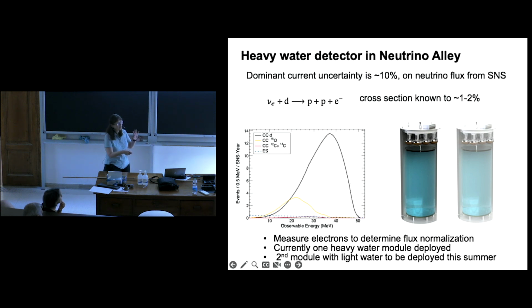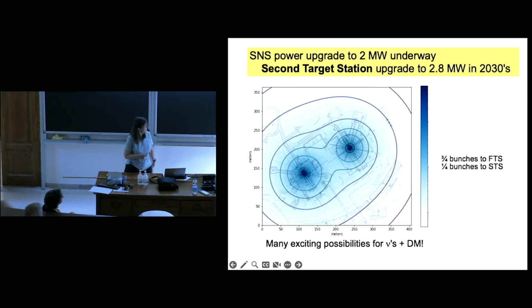There's a nearly identical module containing light water, where the idea is to go after these inelastics on the oxygen-16, which is common to both the heavy and the light water, to allow subtraction. This gives understanding of it in itself, but also reduces the systematics for this lower energy part of the electron-neutrino deuteron cross-section. This light water module is under deployment this summer. So we have a lot going on.